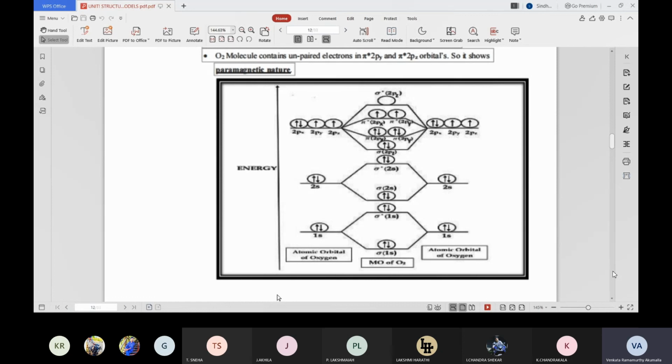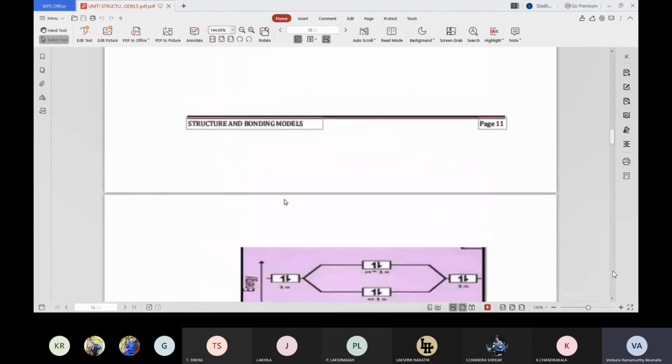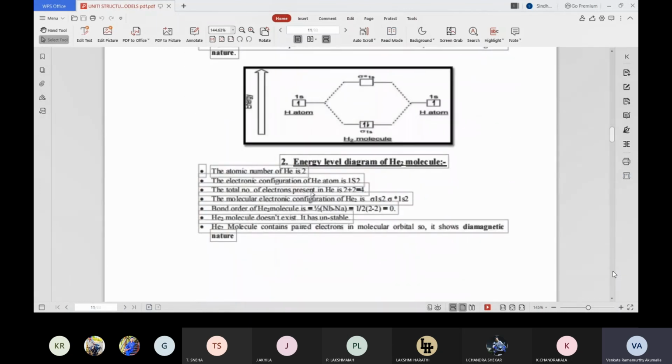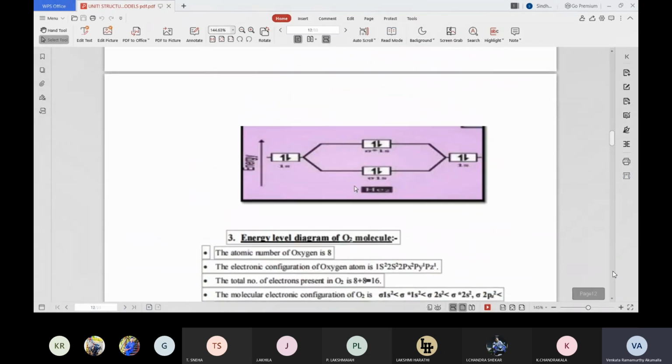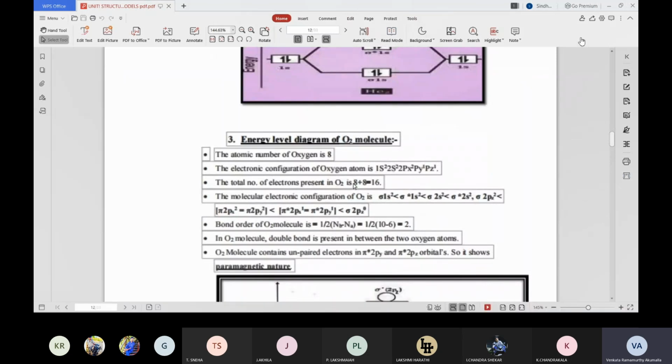So, one by one, first the energy level diagrams. First is hydrogen: the energy level diagram of the hydrogen molecule is easily explained. Another important one is the energy level diagram of the helium molecule. And another is the energy level diagram of the oxygen molecule, which is very important and is the main examination topic.